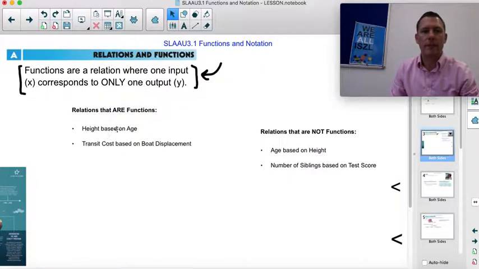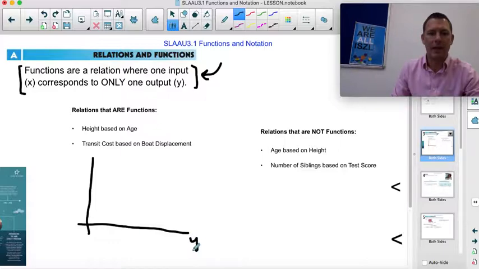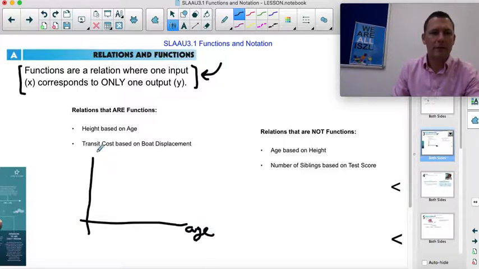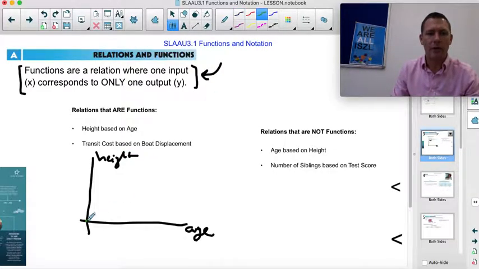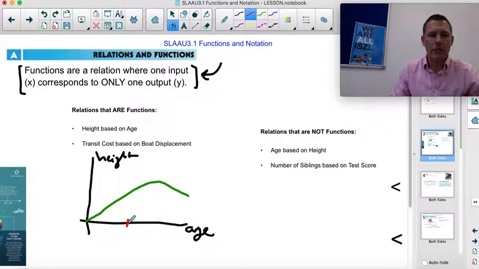Here's some functions. Your height based on your age. So if you were graphing this and you look at people's heights as they age, their years, let's call this age, and this is their height. If you looked at babies, they're very small, and you get taller and taller, and at some point, provided you do live long enough, your spine compresses, you actually get kind of shorter. So if you know somebody's age, their age should have a predicted height.